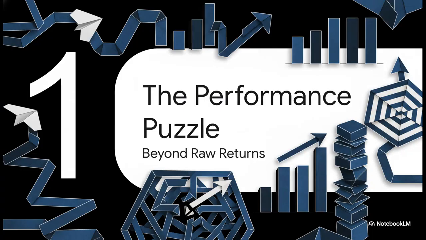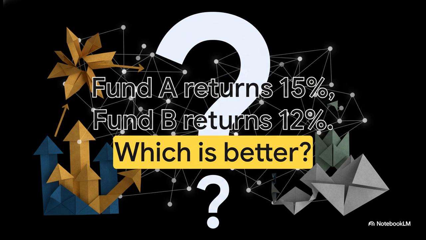Okay, so let's start with a core problem that analysts face all the time. Raw performance numbers on their own can be seriously misleading. To see what I mean, check this out. It's a classic situation. You've got Fund A, which brings in 15%, and Fund B, which gets you 12%. Now, at first glance, Fund A looks like the no-brainer, right? Higher return is always better.